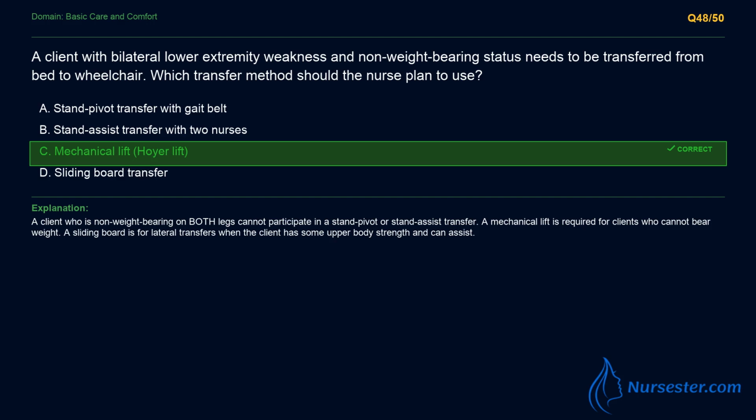The correct answer is C. A client who is non-weight bearing on both legs cannot participate in a stand pivot or stand assist transfer. A mechanical lift is required for clients who cannot bear weight. A sliding board is for lateral transfers when the client has some upper body strength and can assist.